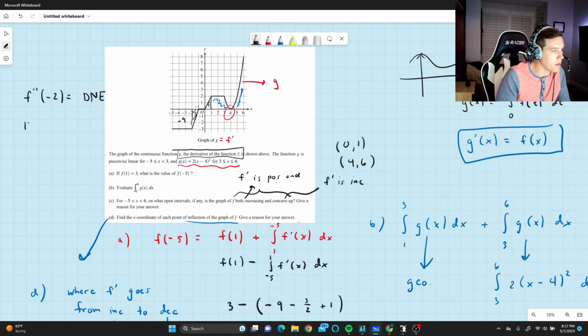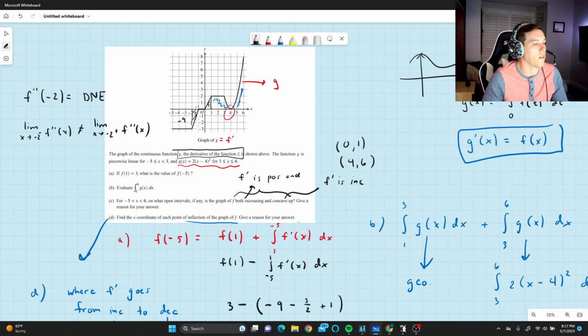I would say it's because the limit as x approaches -2 from the negative side of f prime of x does not equal the limit as x approaches -2 from the positive side. And if the left-hand limit doesn't equal the right-hand limit, that means the limit of the slope doesn't exist, which means the derivative does not exist at that point.